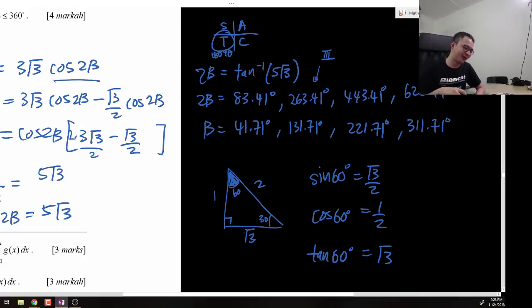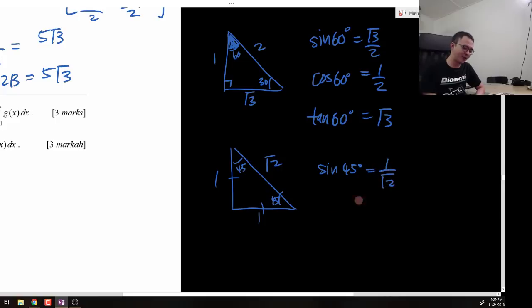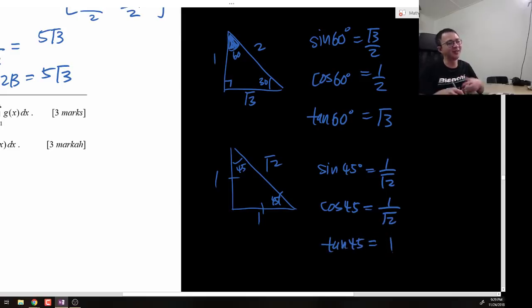If you really love to learn triangles, you have another 45 degree one. 45, 45, with sides 1, 1, square root 2. Then you know sine 45 is 1 over square root 2, cos 45 is 1 over square root 2, tangent 45 is equal to 1. Basically, if you can remember this triangle, it will be good.